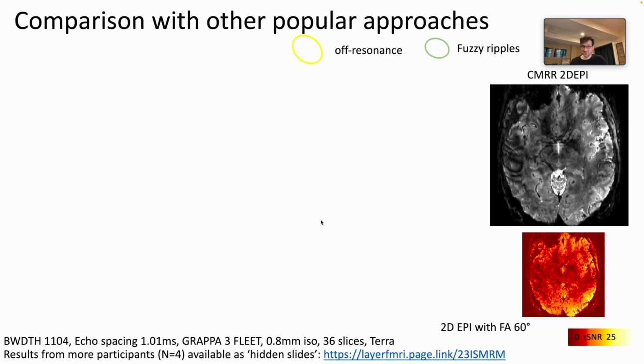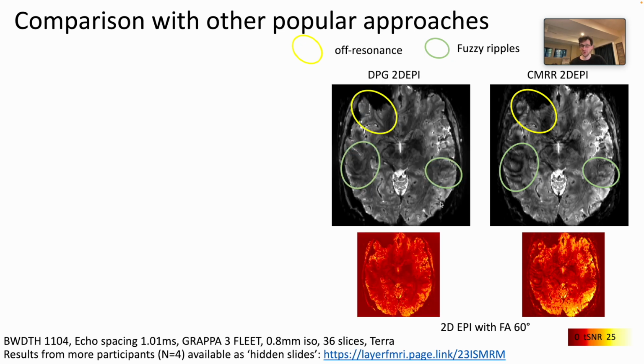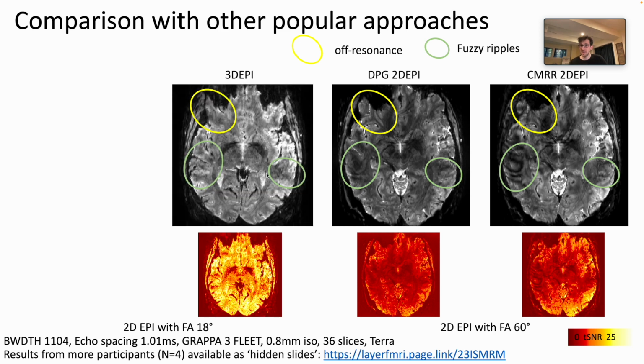To compare this approach with other popular methods, I chose to look at the notoriously challenging auditory areas, which often suffer from off-resonance effects as well as the fuzzy ripples. And the dual polarity GRAPPA approach, proposed by Hoge and Polimeni, can nicely mitigate the off-resonance effects, though the sparse errors in k-space of the fuzzy ripples are still there. Similarly, a 3D EPI can dilute and spread out the off-resonance effects in the second phase encoding direction, and it is more inherently robust to that; the fuzzy ripples, however, are still there.